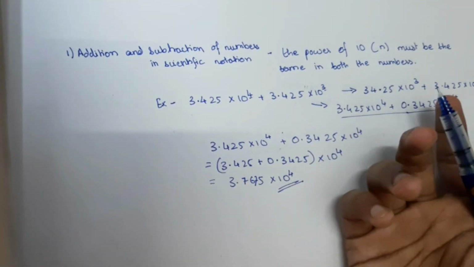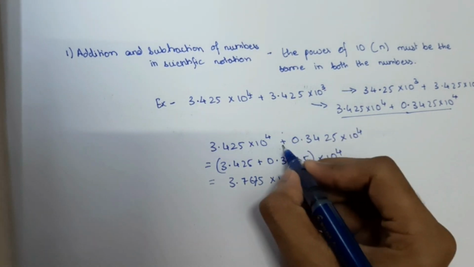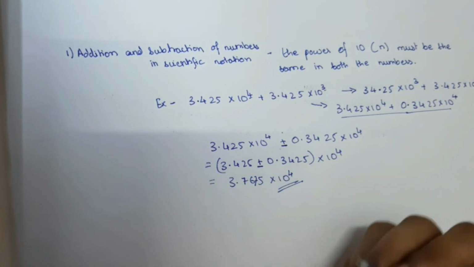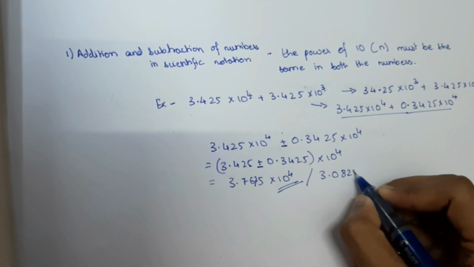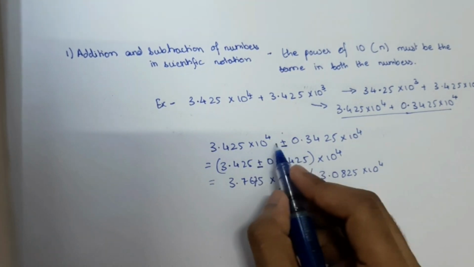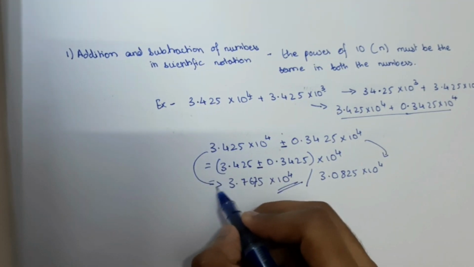Now you do the same with subtraction. If there is a subtraction, you can put a subtraction over here. So let's say this is add or subtract, then this will also become add or subtract, and this will become 3.0825 times 10 raised to 4. If we are subtracting these two numbers, then the answer will be this, and if we are adding the two numbers, the answer will be this.